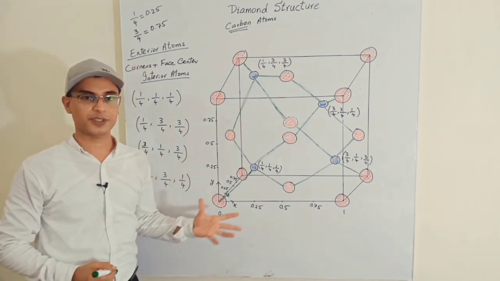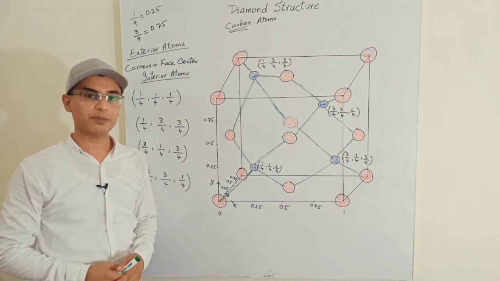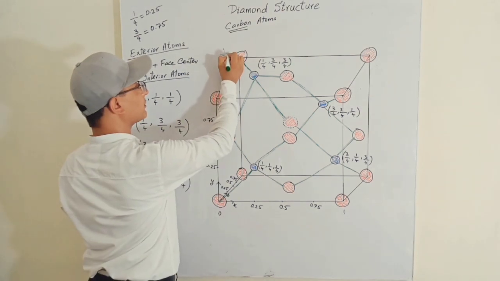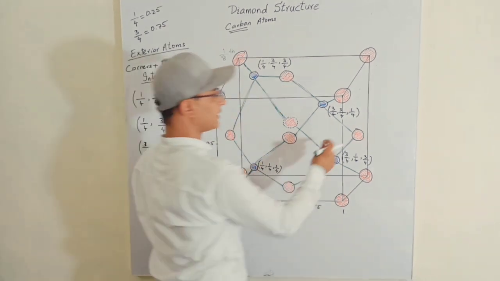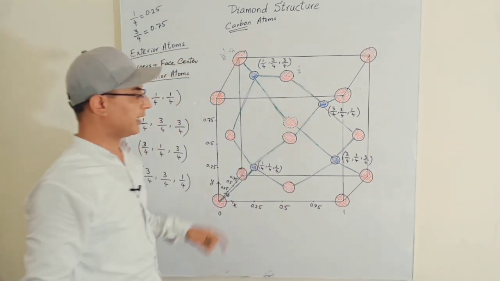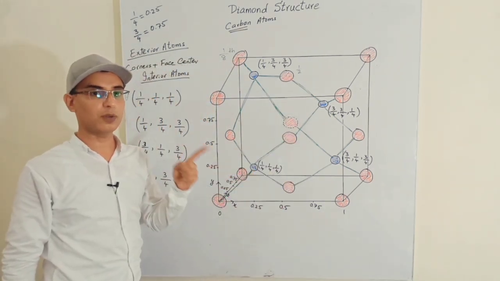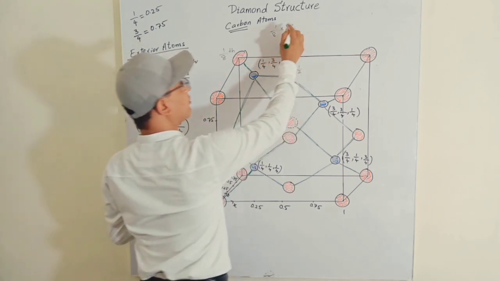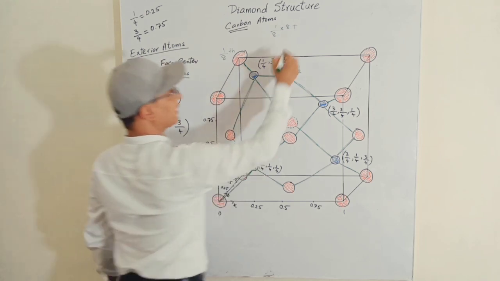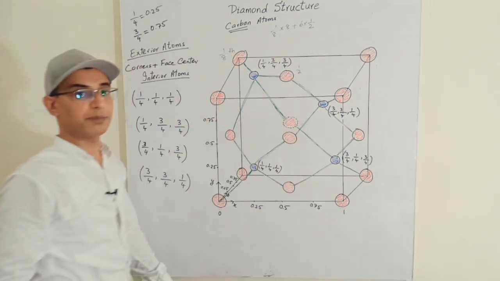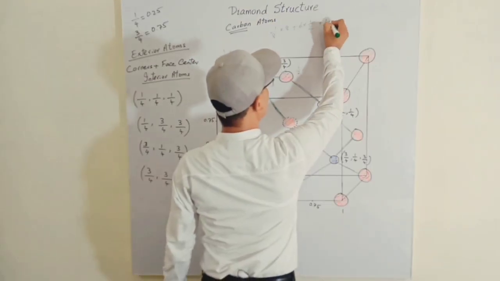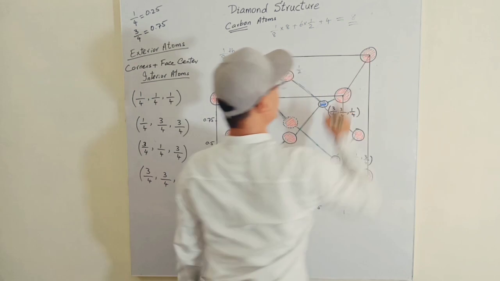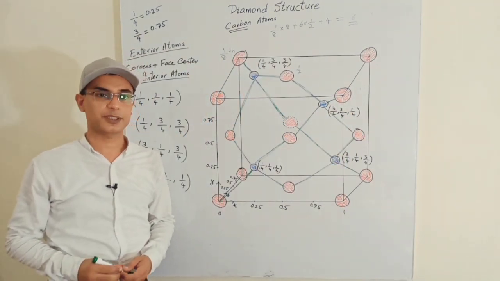There you go. This is a construction of a diamond structure, and you can see the total number of atoms in the diamond structure are 8. The contribution of the corners is 1/8. For the face centers is always half, and the interior atoms are considered as a whole, one whole atom. So there are about 8 corners shared by 1/8 atom, plus there are about 6 faces, and each face has a contribution of half atom, and there are 4 interior atoms, and all these add up to be 8.